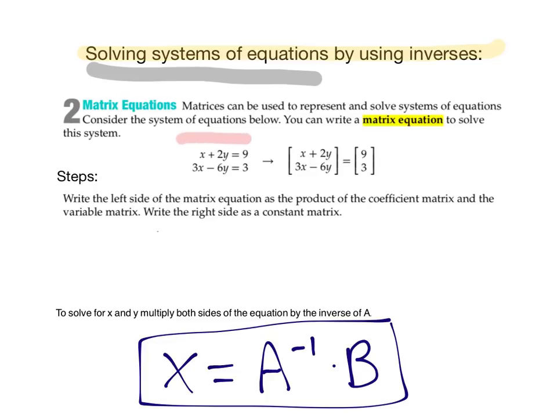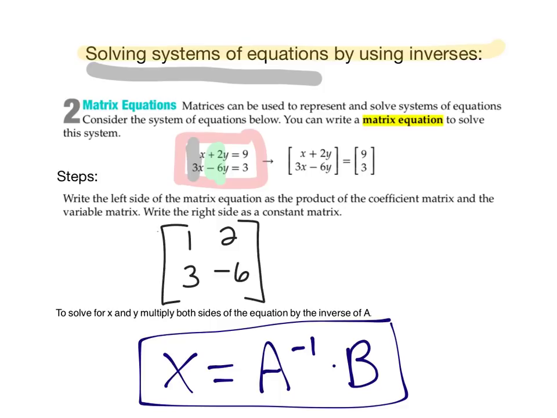We're going to take the coefficients of x, 1x, 3x. We're going to write those values in a matrix. Then we'll take the coefficients of the y's, 2, -6, and we'll put that in the same matrix. So this is what we call the coefficient matrix. Then what we're going to do is we're going to take the quote-unquote answers. We're going to take the solutions. We're going to take this 9 and this 3. Those are called the constants. And we're going to put those in a 2 by 1 matrix.